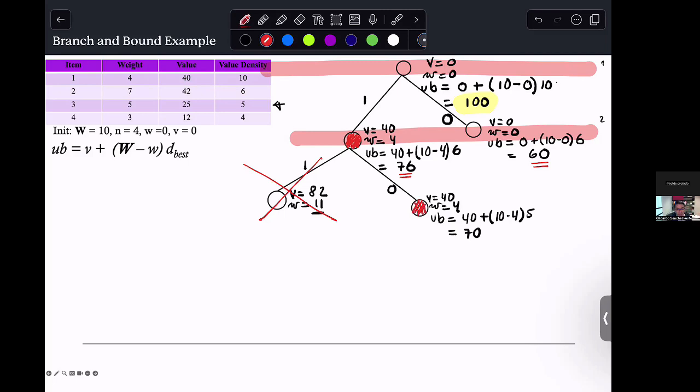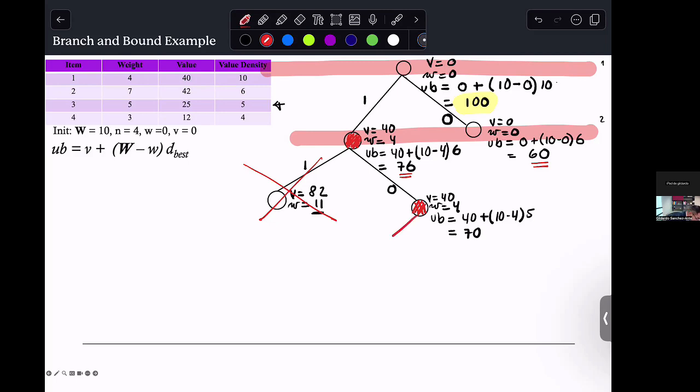So remember again, up to this point, what the algorithm is telling us is you will pick item 1 into the backpack and you will not pick item 2. And this is the best you can do so far. All right? Okay. I'm happy with that.